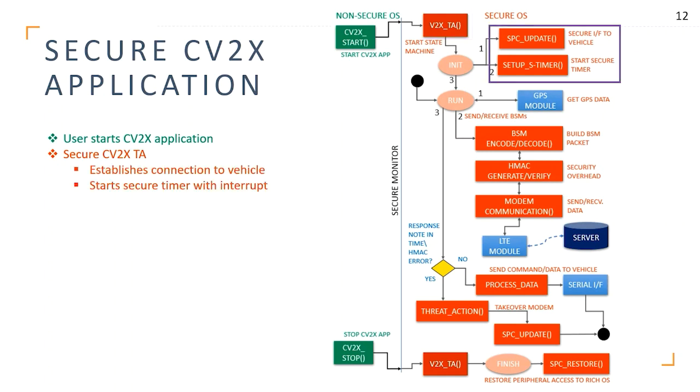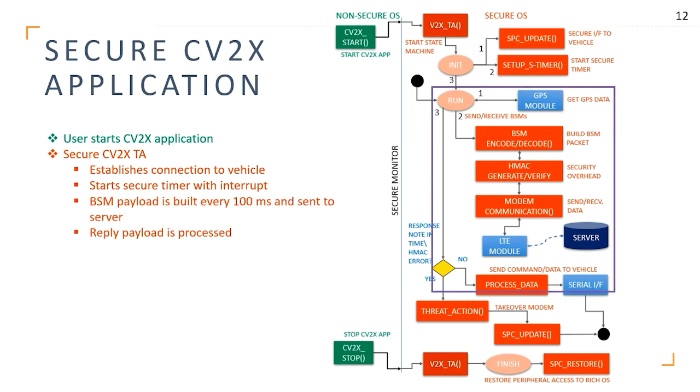The TA establishes a secure connection to the vehicle and then starts the internal secure timer. The TA builds the BSM payload every 100 milliseconds using data from the GPS module and sends the data to the server over the LTE modem. The reply from the server, which is BSMs from other vehicle smartphones, is then received and processed to issue commands or warnings to the vehicle.